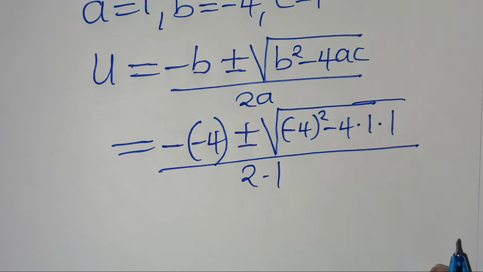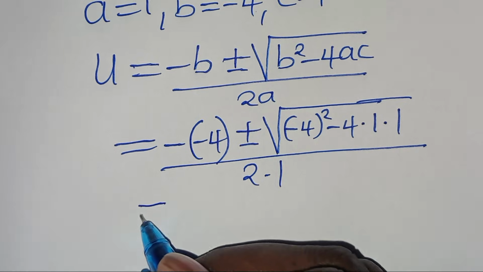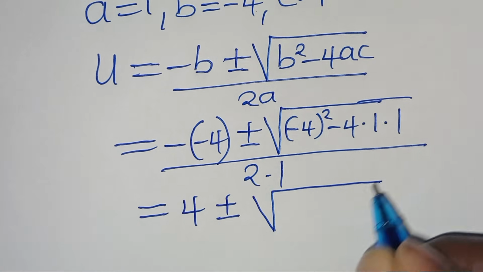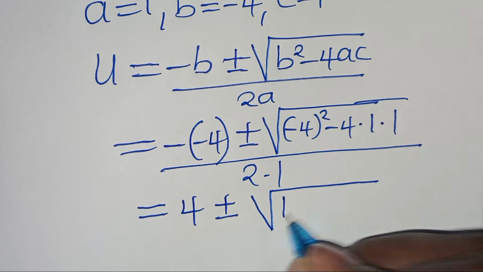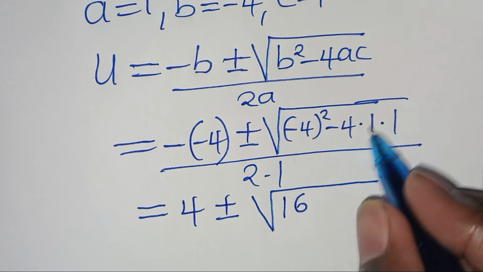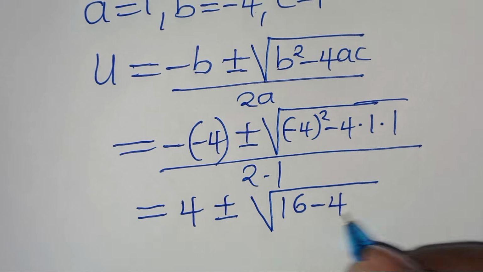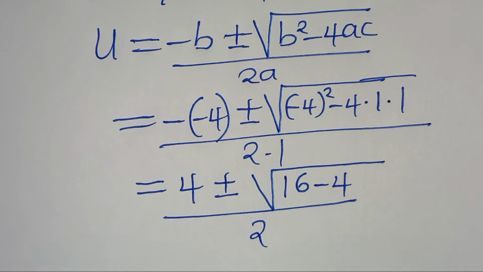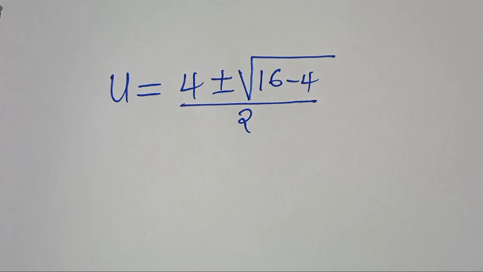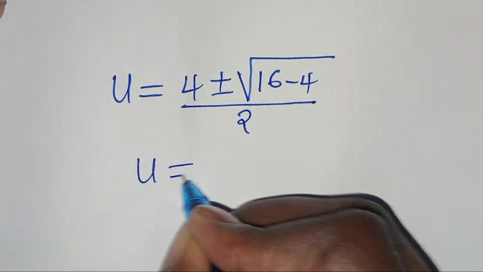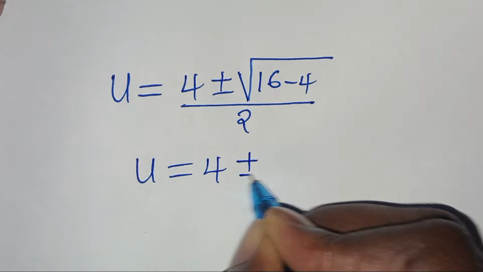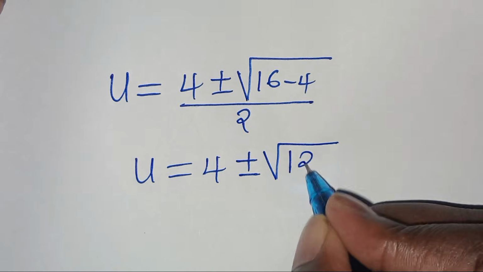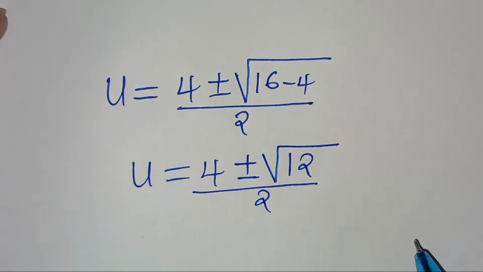So this means that we have negative times -4, which is 4, plus or minus the square root of (-4) squared, which is 16, minus 4 times 1, divided by 2. Now we have that u is equal to 4 plus or minus the square root of 16 minus 4, which is 12, divided by 2.